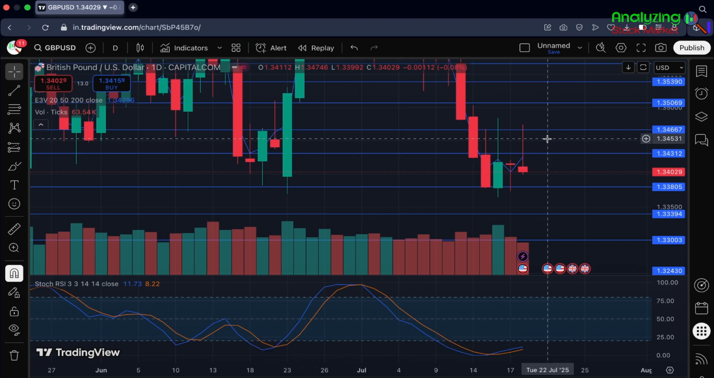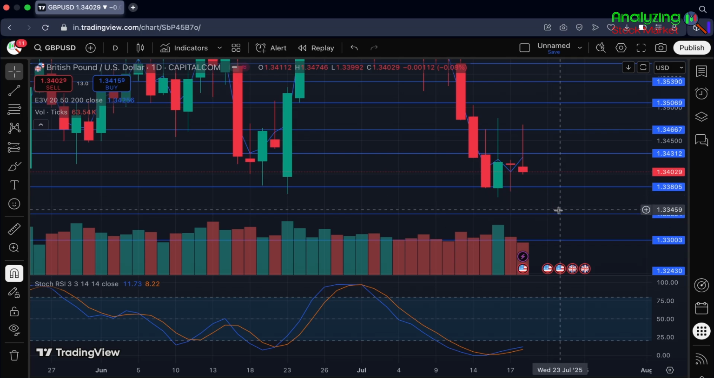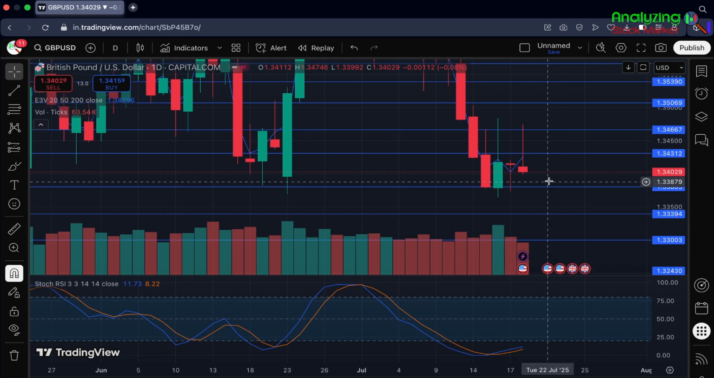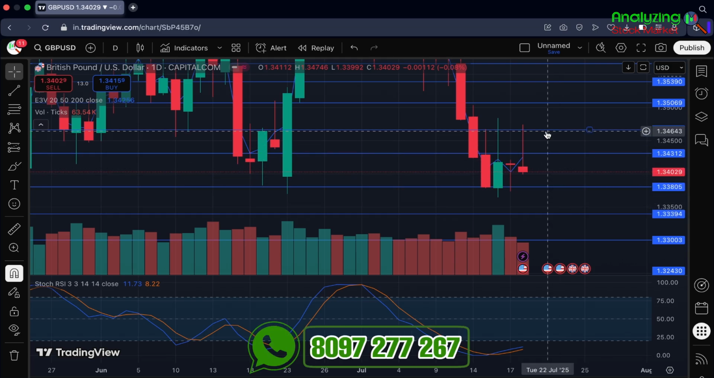If you are looking for any short trade, then only look for a short trade when 1.33805 gets breached on the one-day chart and we get a one-day closing below 1.33805. We will then be able to see a downside move till 1.33394. Also, my expectation is positive in this range.